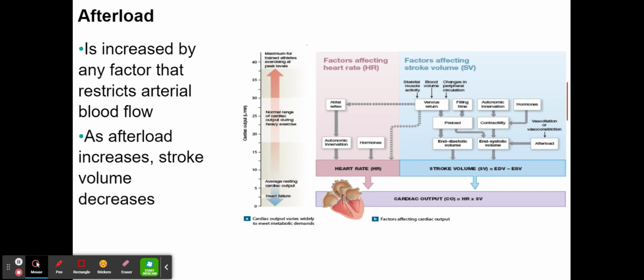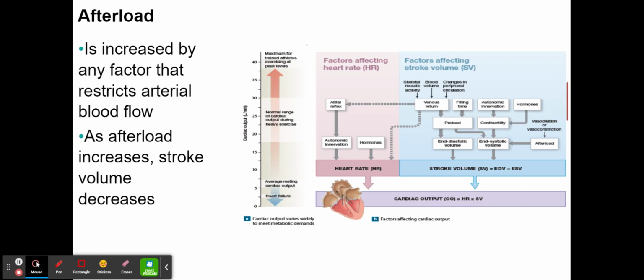The afterload is the amount of tension that the contracting ventricle must produce to force open the semilunar valve and eject blood. Afterload increases with increased resistance to blood flow out of the ventricle. The greater the afterload, the longer the period of isovolumetric contraction, the shorter the duration of ventricular ejection, and the larger the ESV. So in other words, as the afterload increases, the stroke volume decreases.